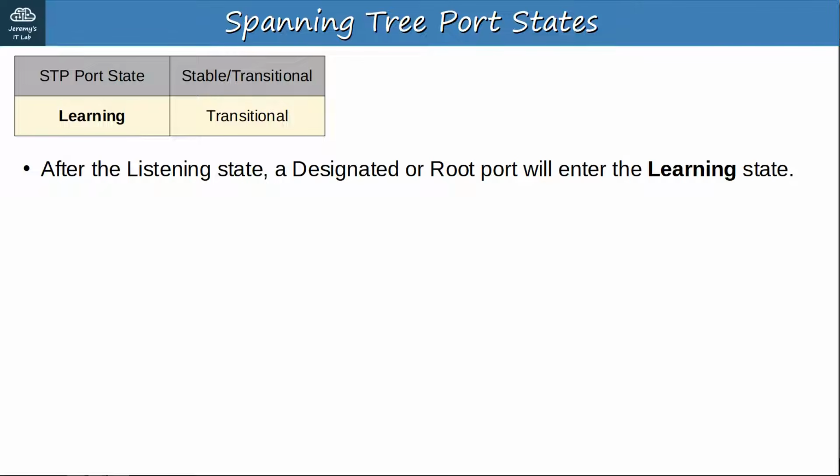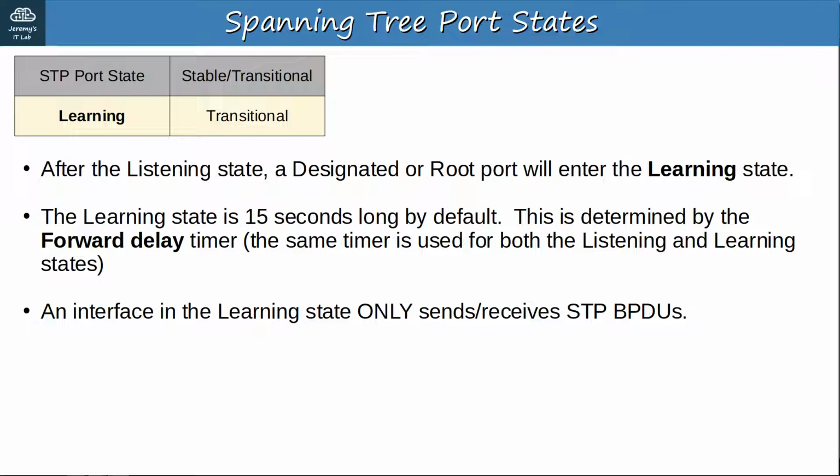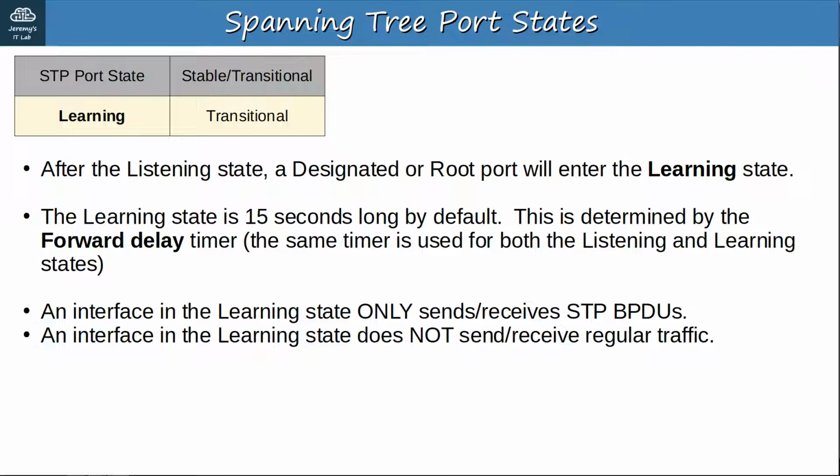After the listening state, a designated or root port will enter the learning state. The learning state is 15 seconds long by default. This is determined by the forward delay timer, so the same timer is used for both the listening and learning states, meaning by default it takes a total of 30 seconds to move through both states and enter a forwarding state. Same as in the listening state, an interface in the learning state only sends or receives spanning tree protocol BPDUs. Also, it does not send or receive regular traffic.